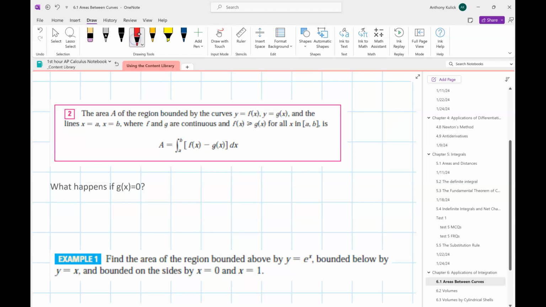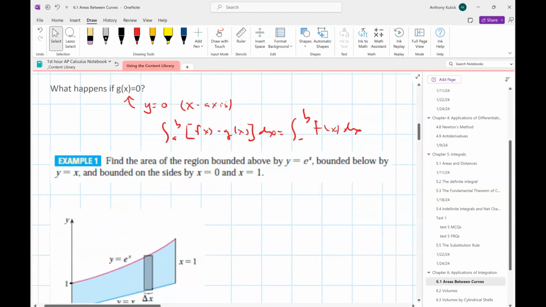Now I have the question here, what happens if g of x is equal to 0? That's the line y equals 0, right? That's the x-axis. So this just simplifies down to just the integral of f of x dx, right? As you'd hope. That makes sense, I hope.